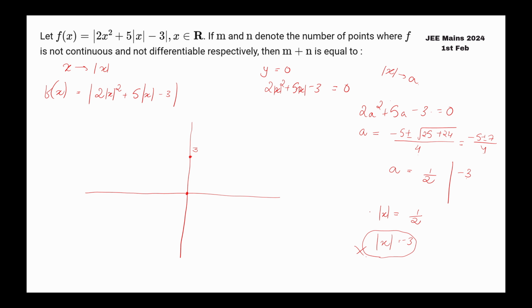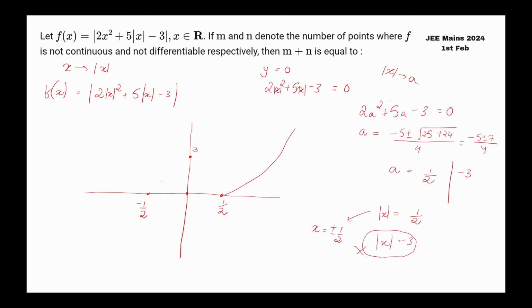That means from here what can we say? x is equal to plus minus half. That means that at plus minus half, our graph gives us the value y is equal to 0. So I can say here I have my plus half, here I have my minus half. So that means I've gotten my basic equation.